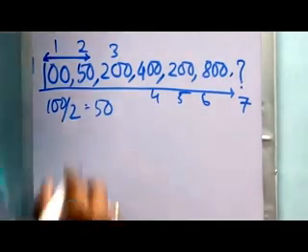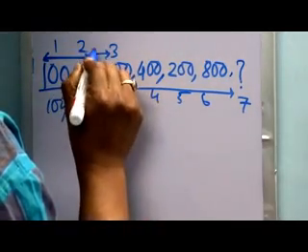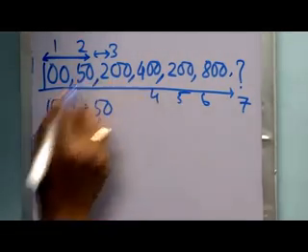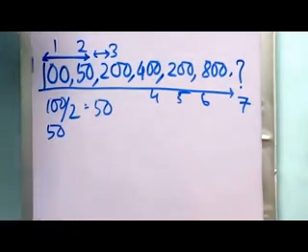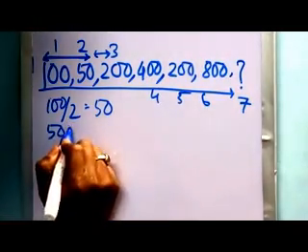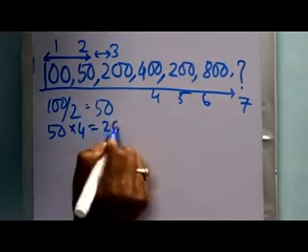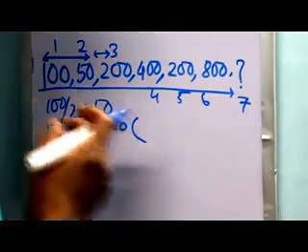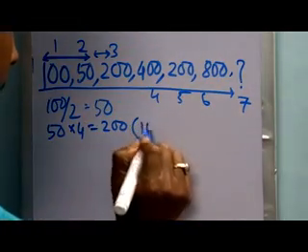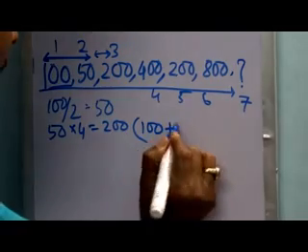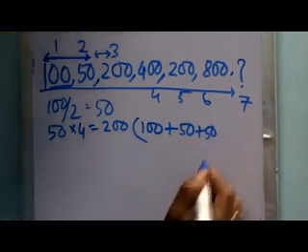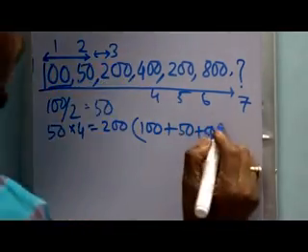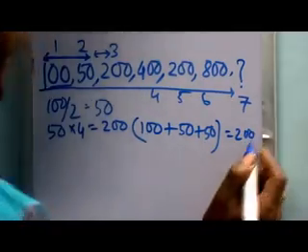Now, what is the relation between the second and third numbers? 50 into 4 equals 200. Or another, very relevant logic: 100, this number, plus 50 plus 50. So add 100 with double the next number, that is 50, to get the next number, 200.